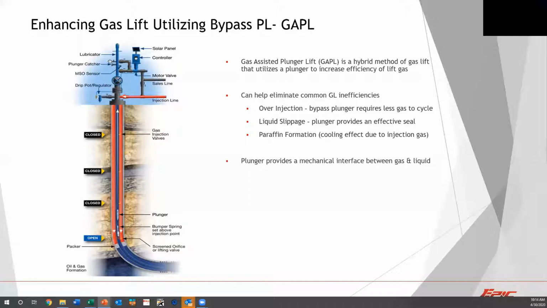The improved flow of the well due to the plunger happens for a couple of reasons. The first one is that the plunger is able to provide that nice tight mechanical seal to the tubing wall, which greatly reduces the chance of slippage. And the second reason is that because we're able to get so many cycles from a bypass plunger, we're able to help change the flow of the well from a slug flow to more of a transitional type flow regime, or as closely matched to a natural flow as we possibly can.